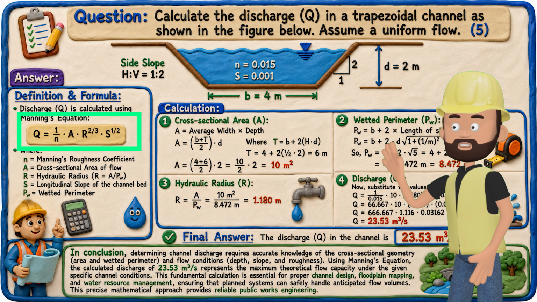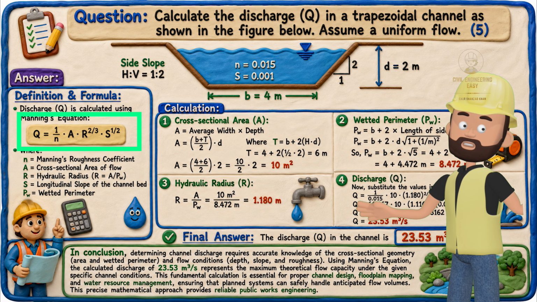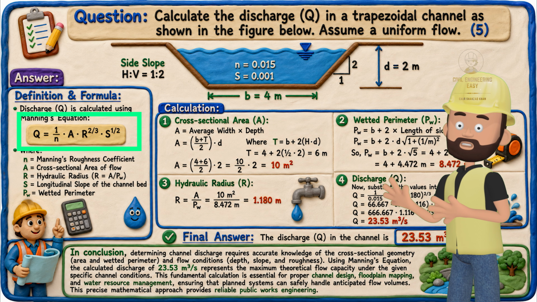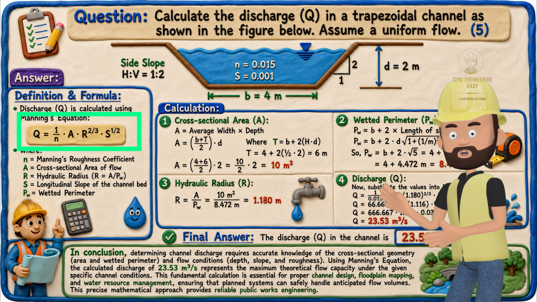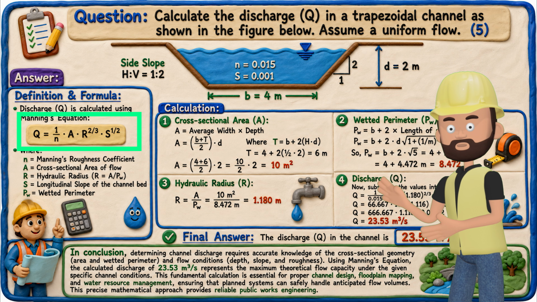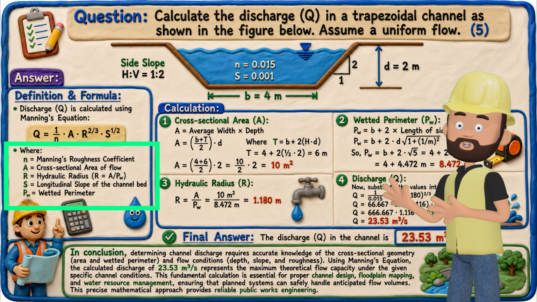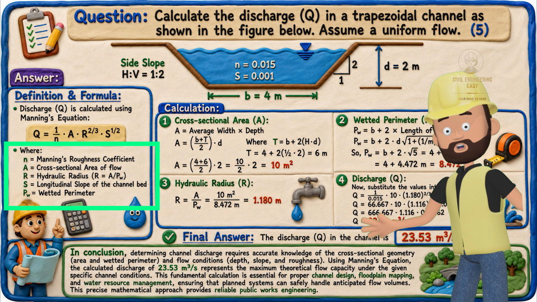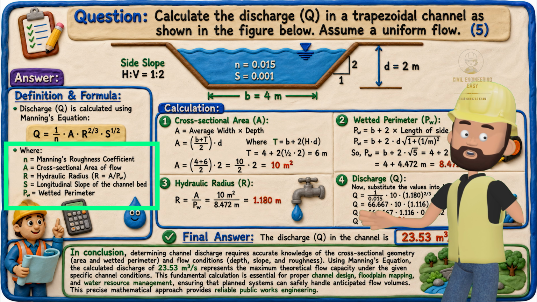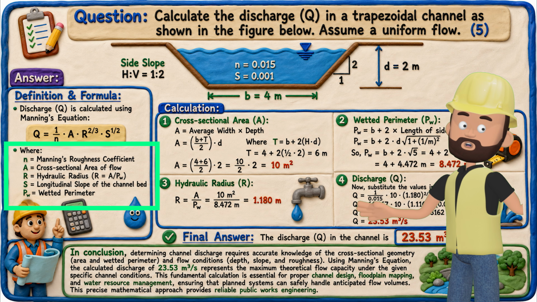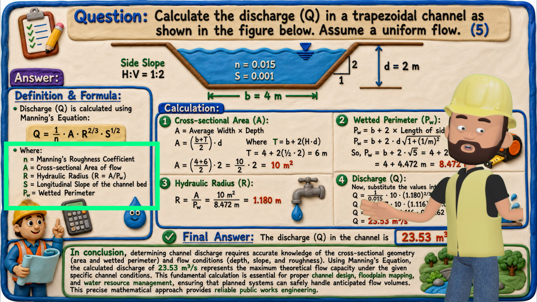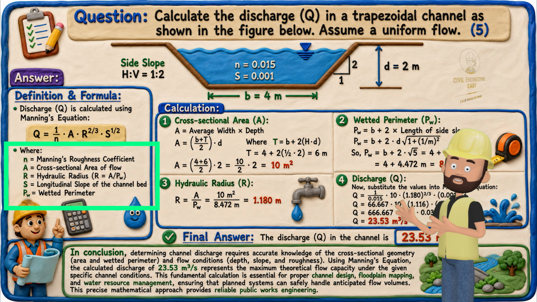The formula to solve this, we use Manning's equation: Q equals 1 over N multiplied by A multiplied by R to the power of 2/3 multiplied by S to the power of 1/2, where N is Manning's roughness coefficient, A is the cross-sectional area of flow, R is the hydraulic radius, equal to A divided by the wetted perimeter, and S is the longitudinal slope of the channel bed.